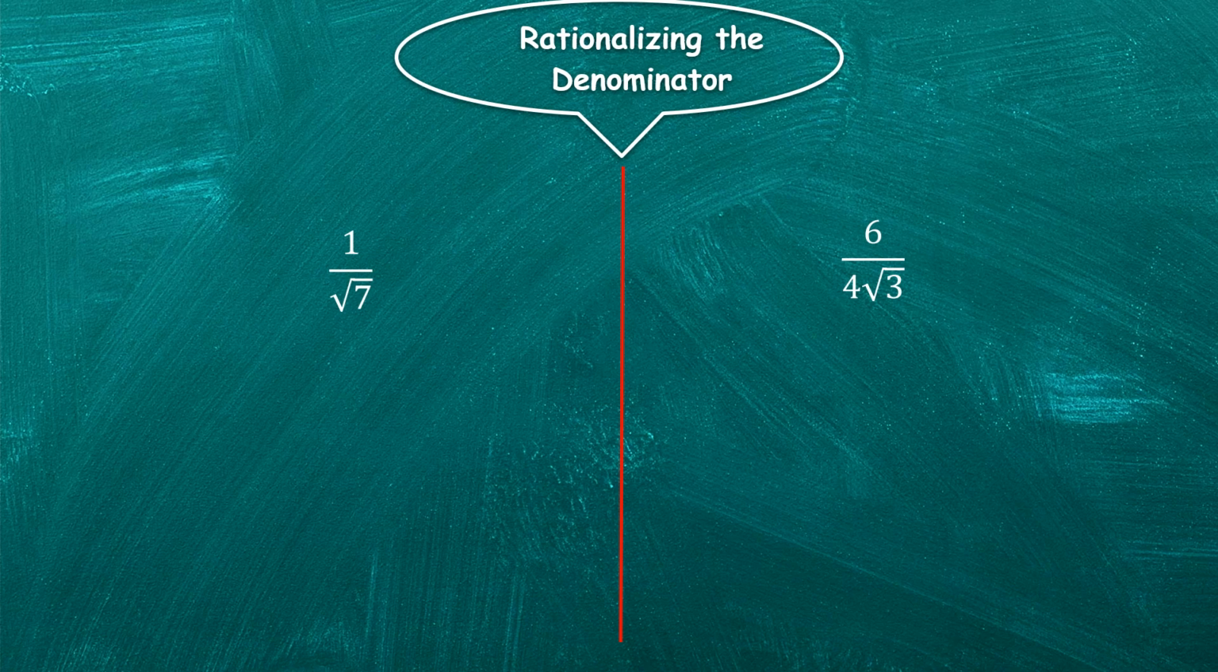Here, first example is 1 upon root 7. Second example is 6 upon 4 root 3. So what we'll have to do for rationalizing it? We'll have to multiply numerator and denominator with the simplest form of surd. So here in the first example, we'll have to multiply numerator and denominator with root 7. Here we'll have to multiply numerator and denominator with only root 3, which is the simplest form of surd.